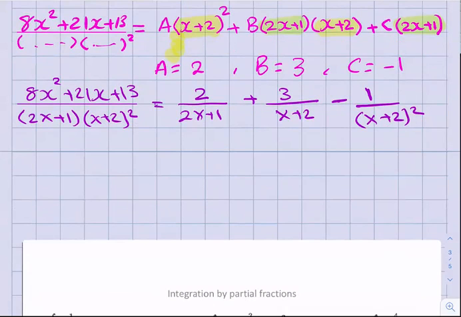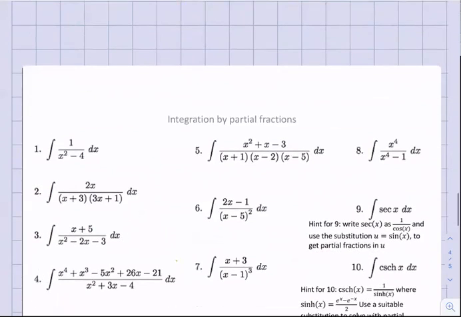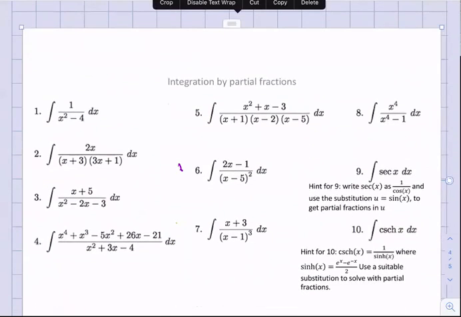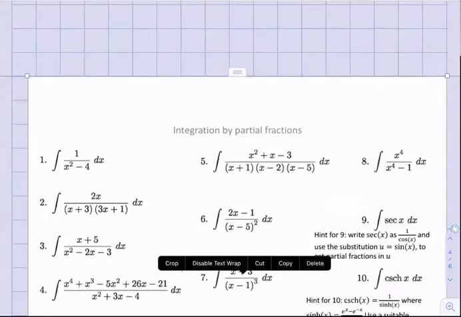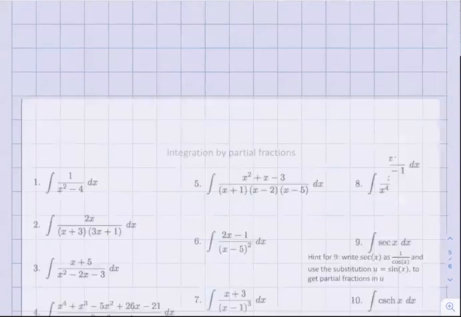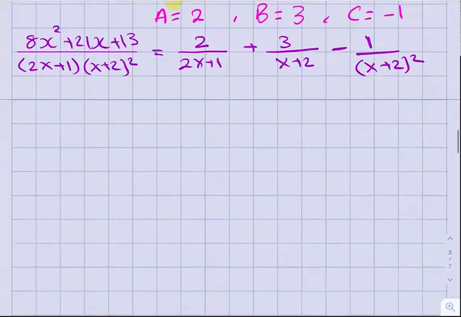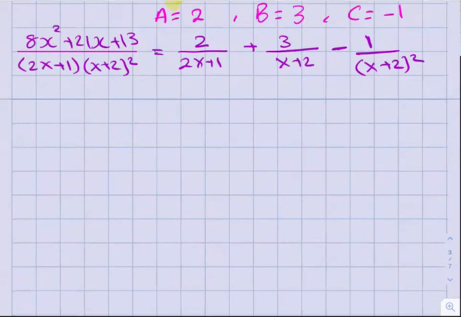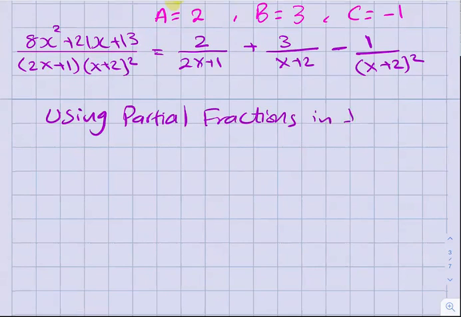Okay, so now we reach the purple one. After you find the values, we now need to do the integration. So now I'll say using partial fractions in integration.